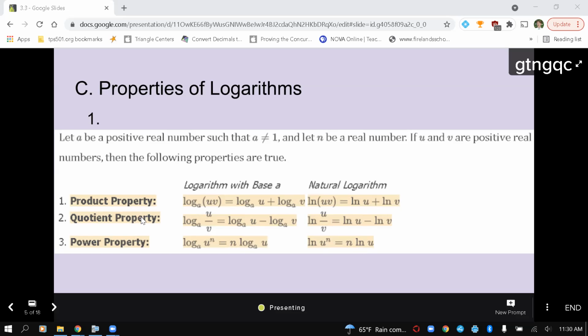The quotient rule states that if you have the log of u divided by v, that's the same as the log of u minus the log of v. And the power rule is the one that you will mess up the most. The power rule says that if you have log of u to the power of n, that's the same as n times the log of u.